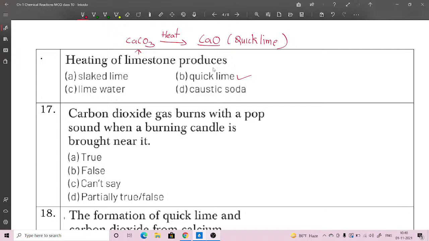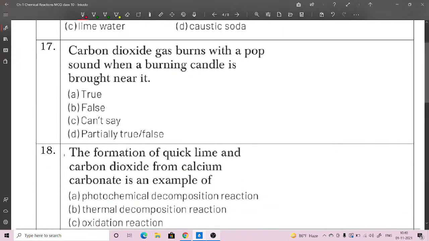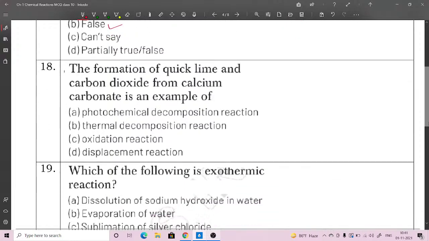Let us move on to question number 17. Carbon dioxide gas burns with a pop sound when a burning candle is brought near it. Options are A, true, B, false, C, can't say, D, partially true or false. We know that carbon dioxide gas does not burn with a pop sound. Which gas burns with a pop sound? That's hydrogen gas, not carbon dioxide. So the correct option is obviously B, false.